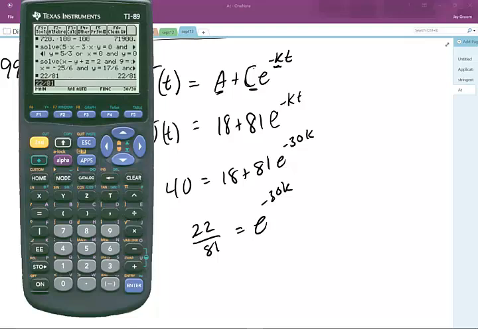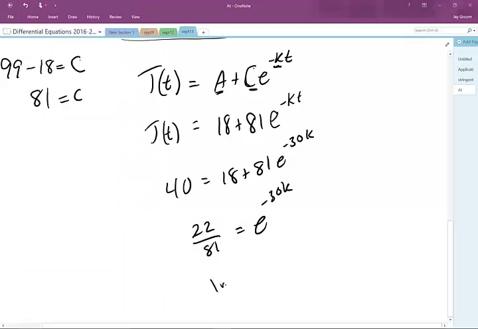22 divided by 81 is that. Of course it is. We'll take the ln of that. So I'm going to get the ln, and of course I'm just going to leave it like that. That's the way my calculator does it, and it's just as easy anyways. So then just divide by negative 30 on both sides. Voila. And there's my k.